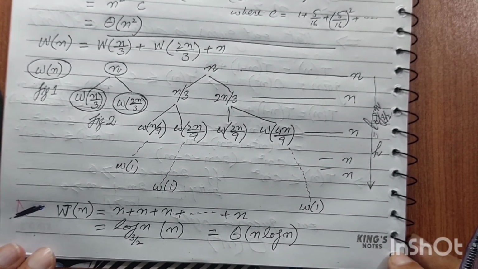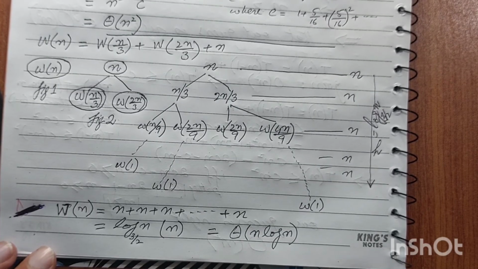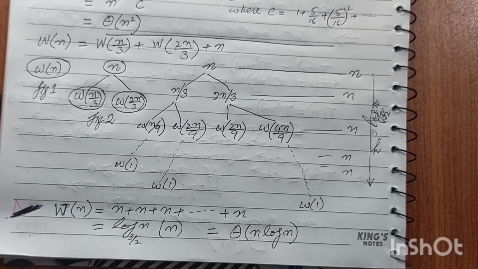Okay guys, so this is how the recursion tree can be used to solve the recurrence equation. You can see the quick sort part and the merge sort part, so that would be helpful for you guys. So if you have any query, you can ask me in the comments or in the group also. Just mark the time and write your comment.